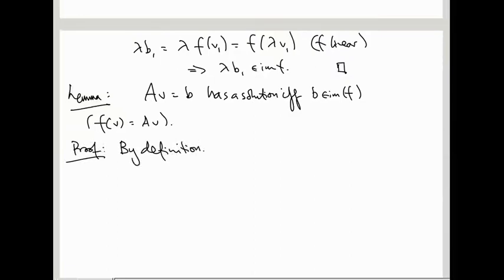Right? AV equals B has a solution if and only if there is a V such that AV equals B. Right? I mean, this is kind of a tautology. And that is precisely the condition that B is in the image of F. So this is kind of nice, right? We have the system of simultaneous equations, AV equals B, has a solution if and only if B is in the image. And when it has a solution, the space of solutions is a translate of the kernel. So kernels and images are kind of nice for thinking about these simultaneous equations.